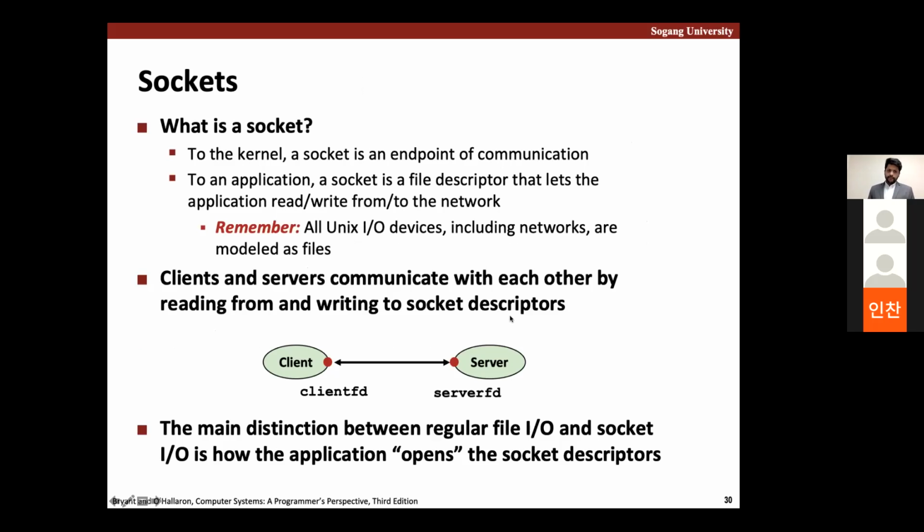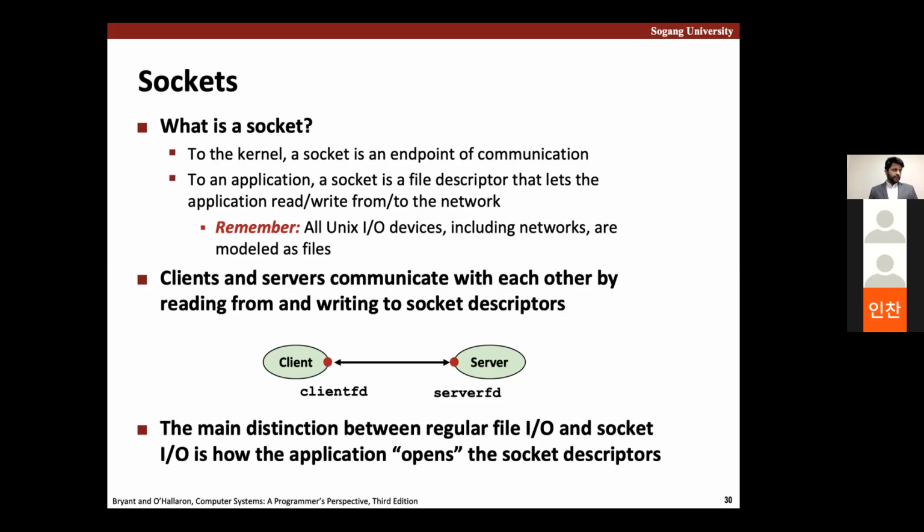So diving deep inside the socket, what is a socket? To a kernel, a socket is an endpoint of communication. But to an application, a socket is a file descriptor that lets the application read and write from or to the network. So basically sending or receiving data from or to the network.